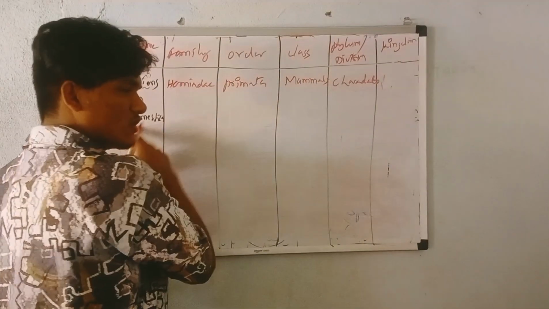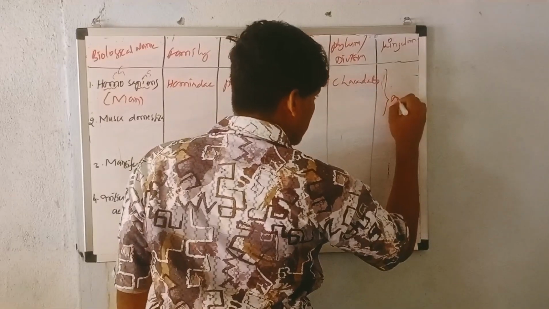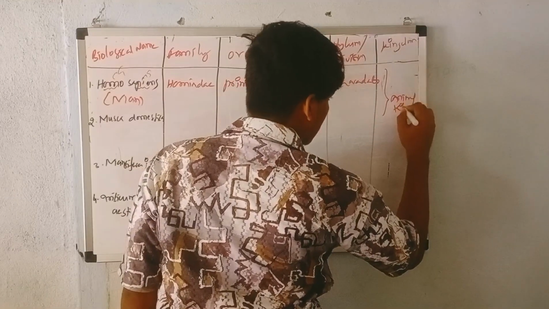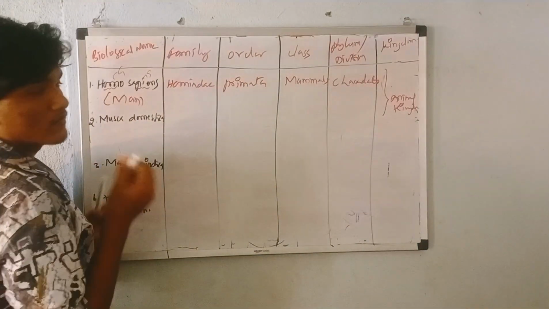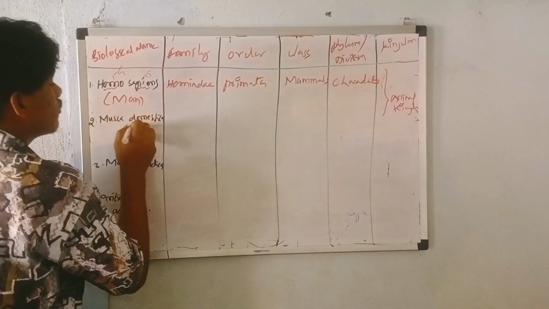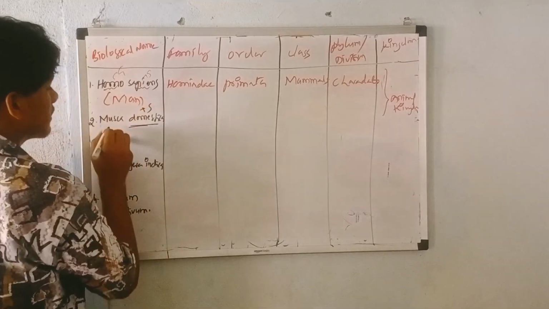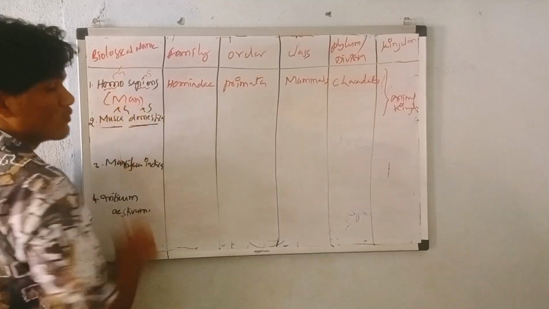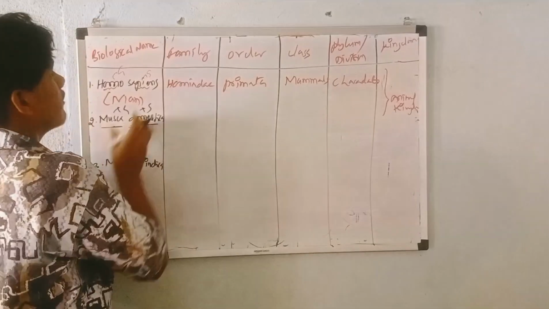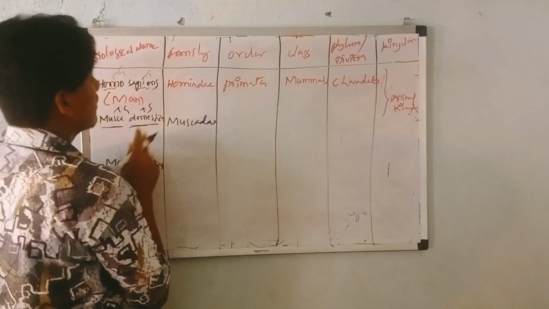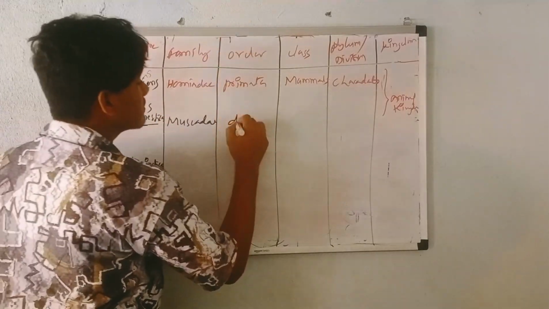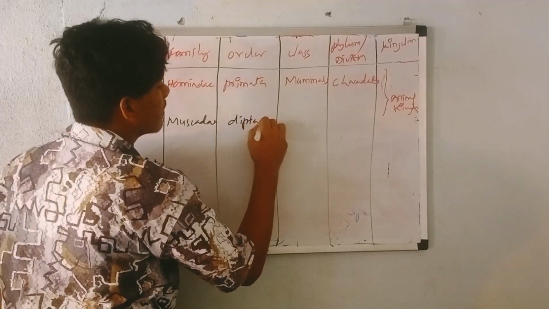In the case of Musca domestica also, the kingdom is the animal kingdom, right? Now come to Musca domestica. Here domestica represents the species, while Musca represents the genus. The family is Muscidae. When we talk about the order, it is Diptera.